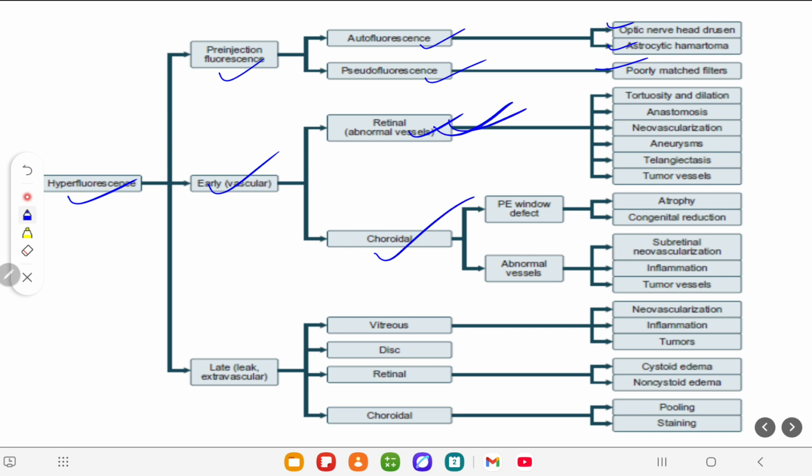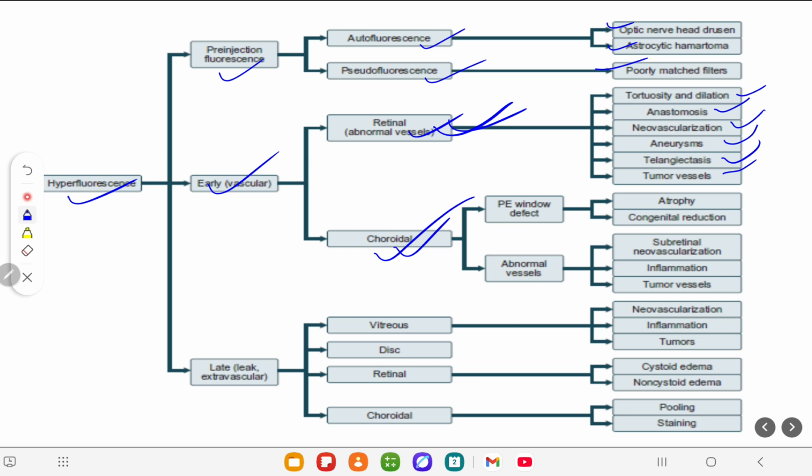First go to retinal abnormality. Retinal abnormality, like early hyperfluorescence: toxicity and dilation, anastomosis, neovascularization, aneurysm, telangiectasias, and tumor vessels. You'll see early vascular hyperfluorescence. And in the choroidal case, see PE window defect.